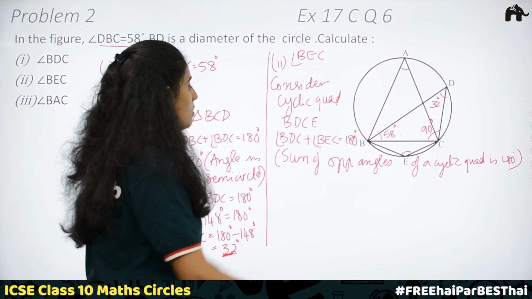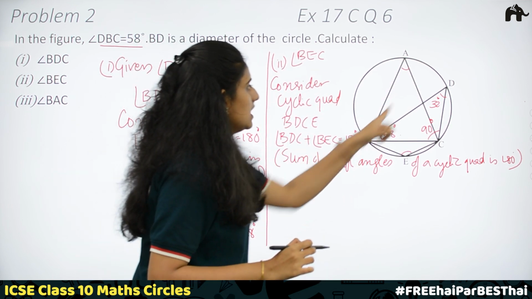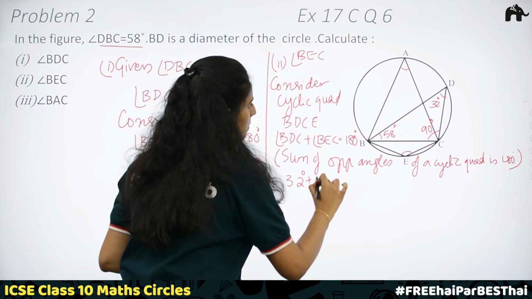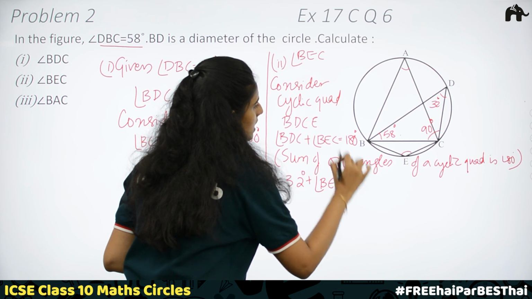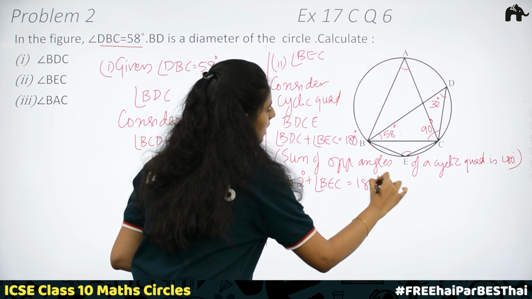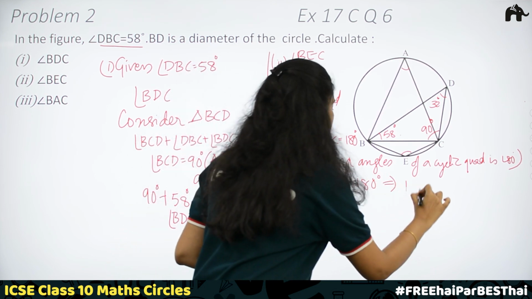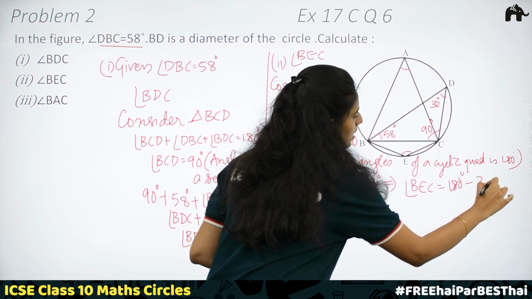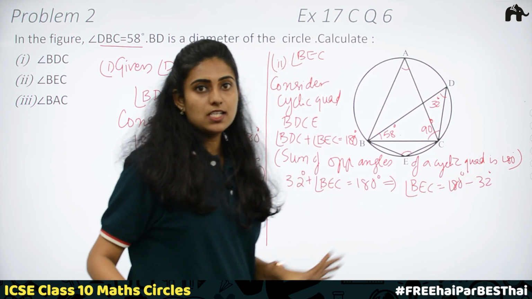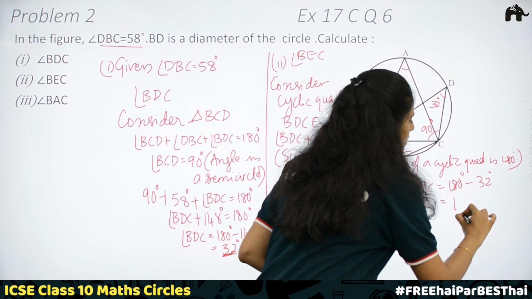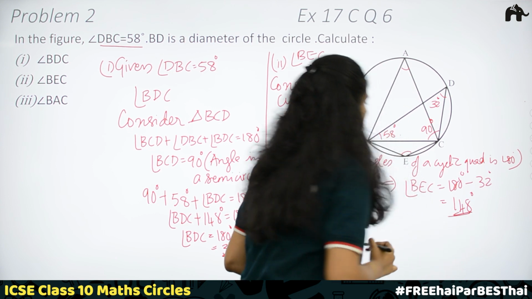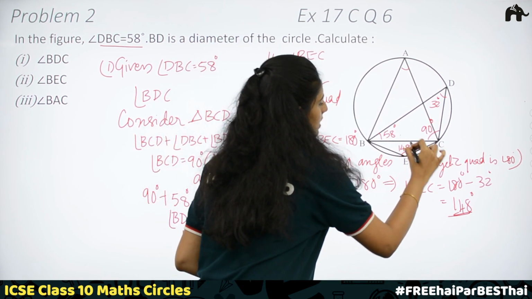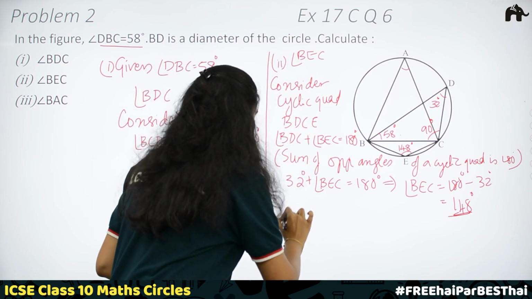Now put the values. What is BDC? BDC we have determined is 32 degrees. 32 degrees plus angle BEC is equal to 180 degrees, which implies angle BEC equals 180 degrees minus 32 degrees. What is 180 degrees minus 32 degrees? We get 148 degrees. This angle is equal to 148 degrees.